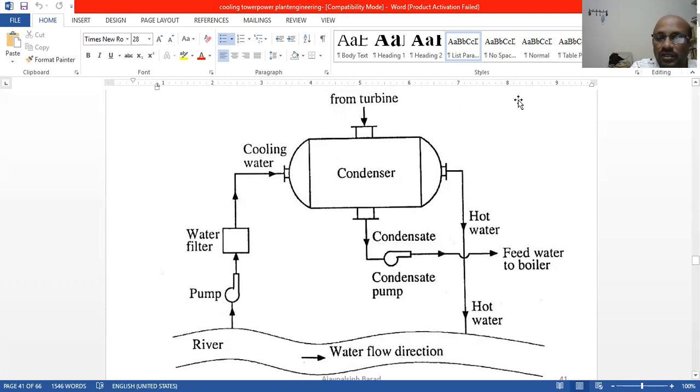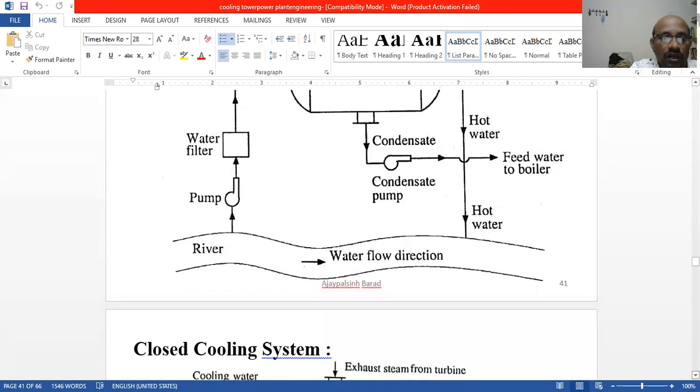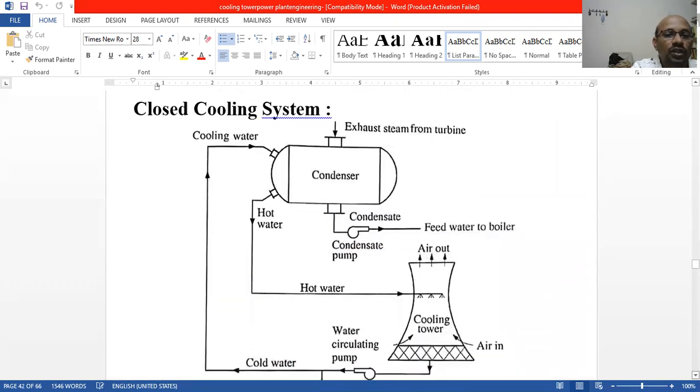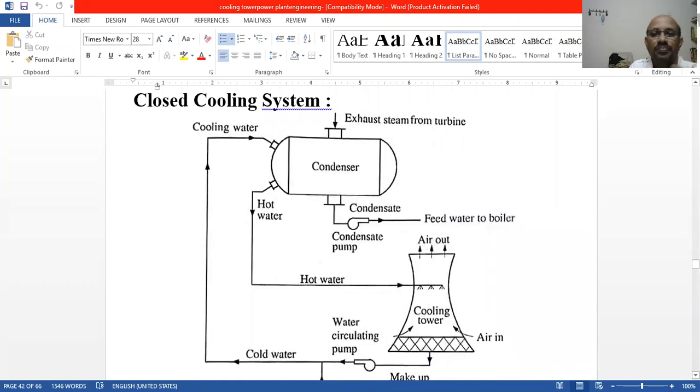Now we will see one more diagram, showing how the closed cooling system works. See here, the condenser. In this condenser, the steam is coming from the steam turbine and entering into the condenser. Now we will see how the water goes and comes in the other path.